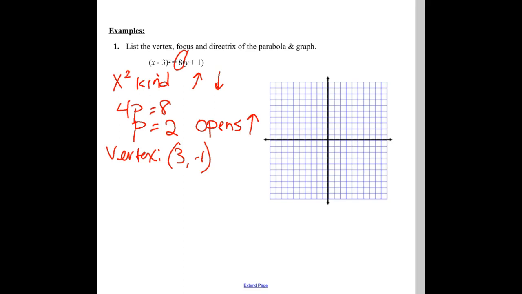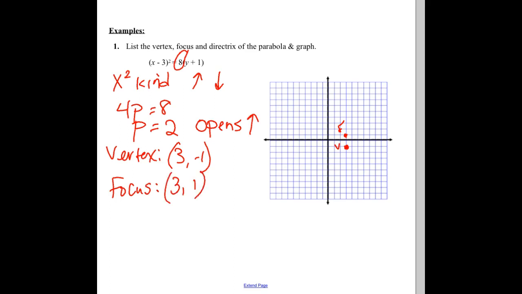All right, so let's sketch what we know. We have a vertex at 3, -1. We're going to label that with a V. We know it opens up from there. And we know that p is 2. So where does my focus land? I have to go from the vertex up 2, right? We said it opens up. So up 2 puts it here. What are the coordinates of the focus? 3, 1.